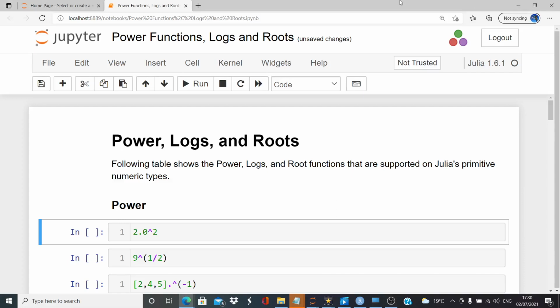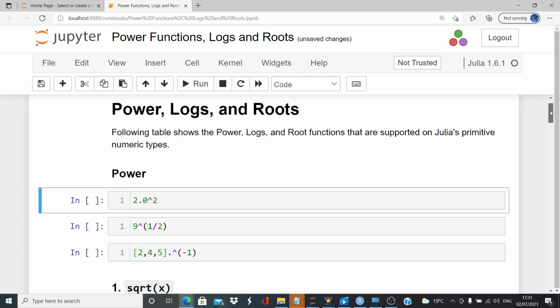Okay, in this presentation we are going to look at mathematical operations and mathematical functions in Julia. We're using Julia version 1.6.1 and we are using Jupyter notebooks. So essentially what I'm going to look at is powers like 2 to the power of 2 and so on, exponential functions, logarithms, roots, and a couple of other things along the way.